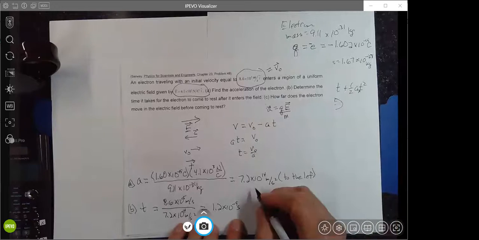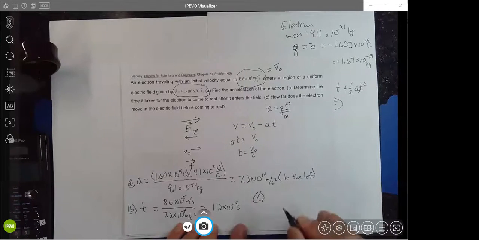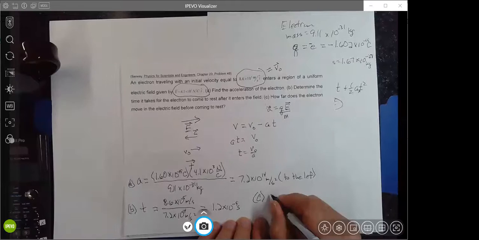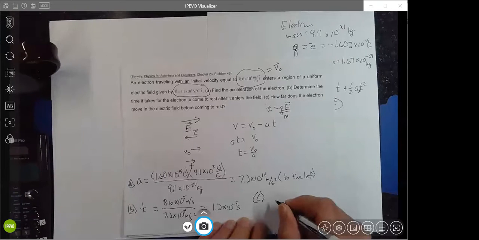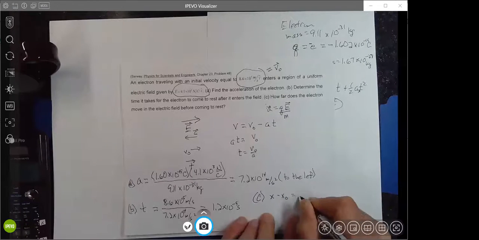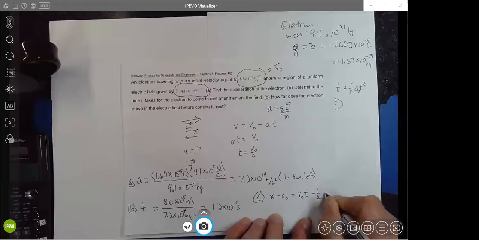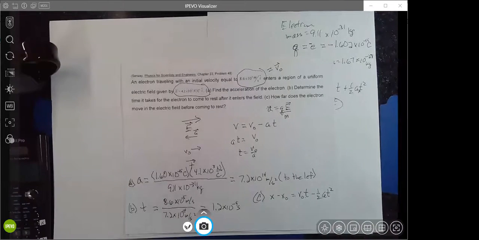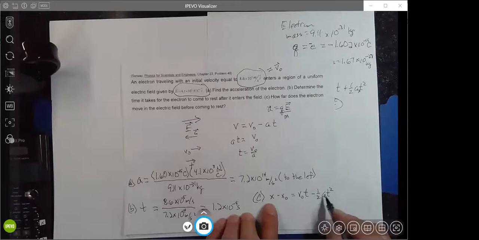So we'd have that. Okay, and then the last part, how far does it move in the electric field before coming to rest? I could use this equation if I didn't want to use the time. Time-wise, I could use this equation. I could use x minus x naught is equal to v naught t minus 1/2 at squared and plug it in that way. Or, that's one equation.